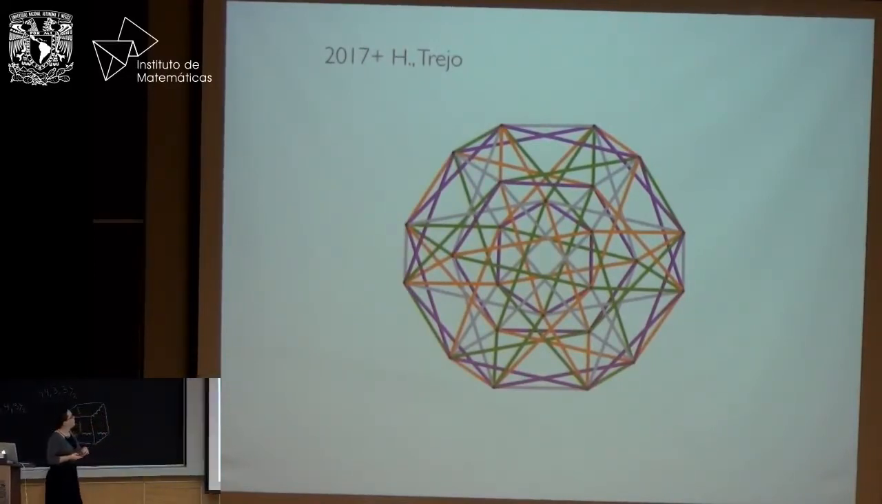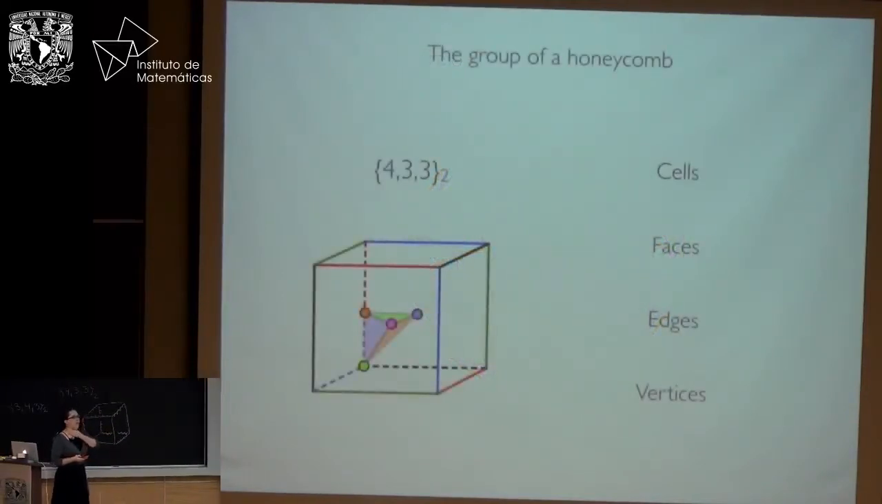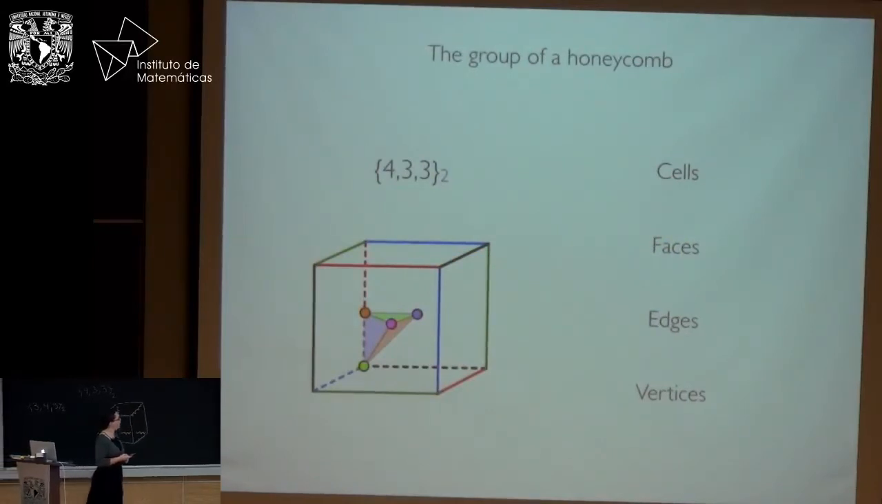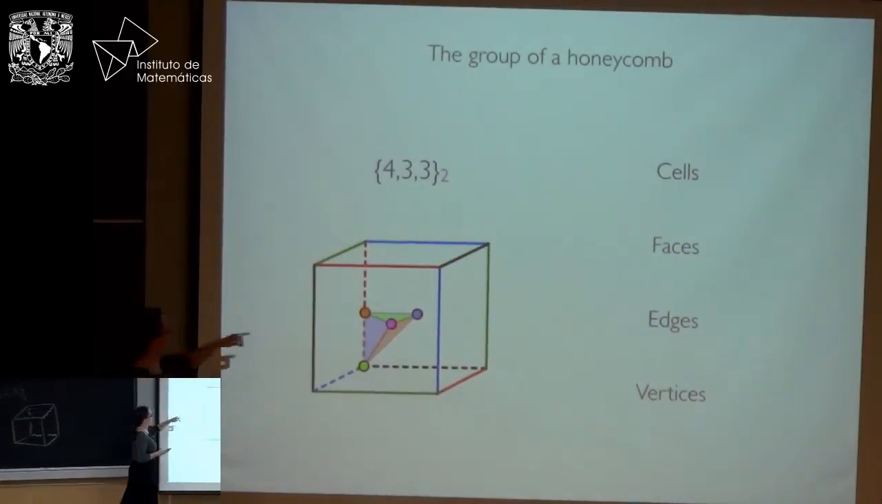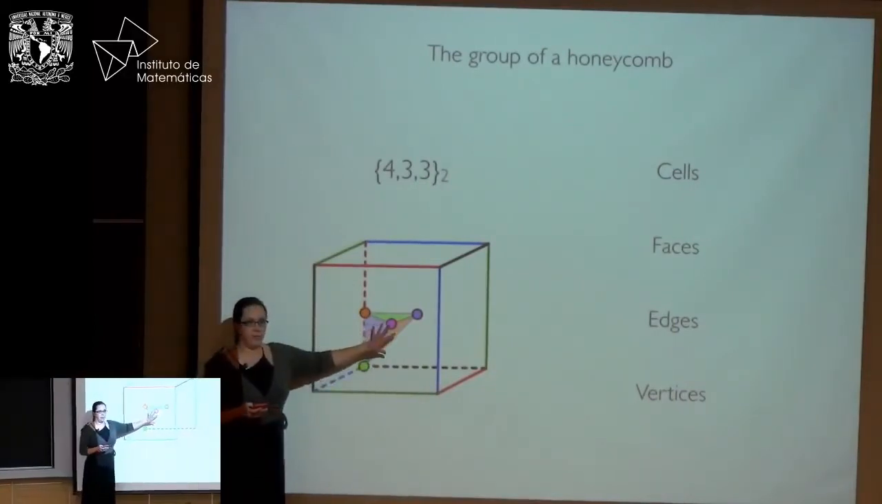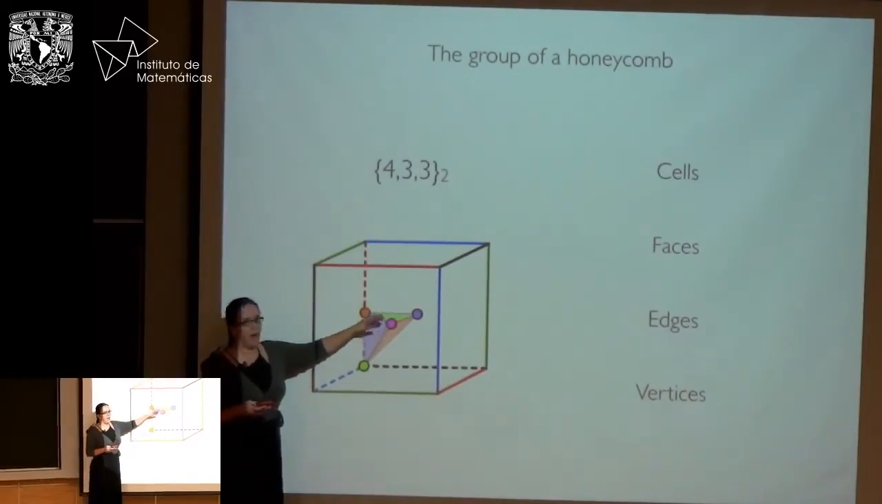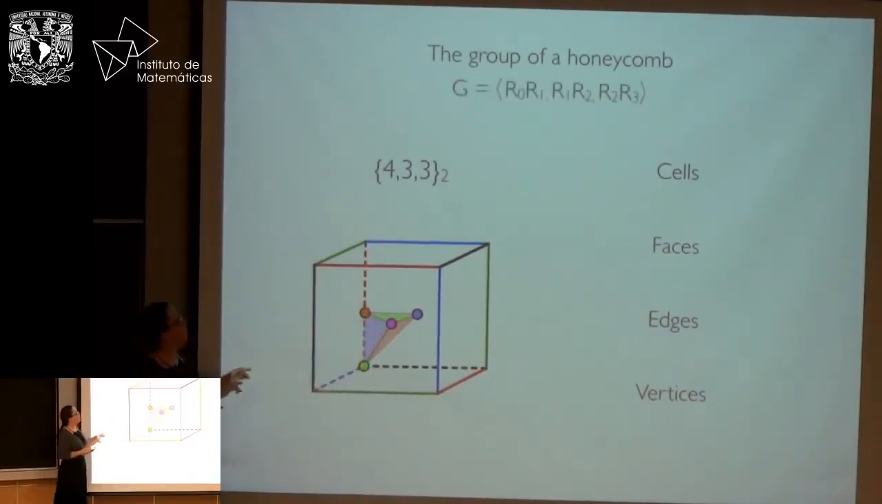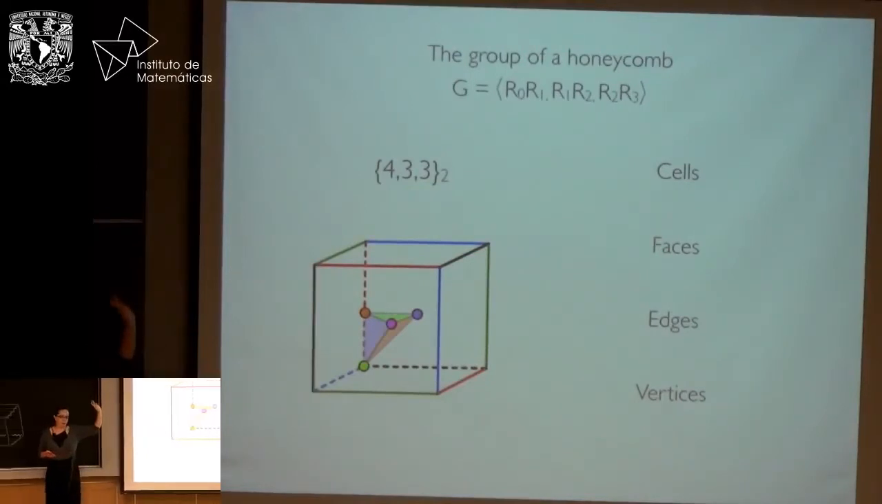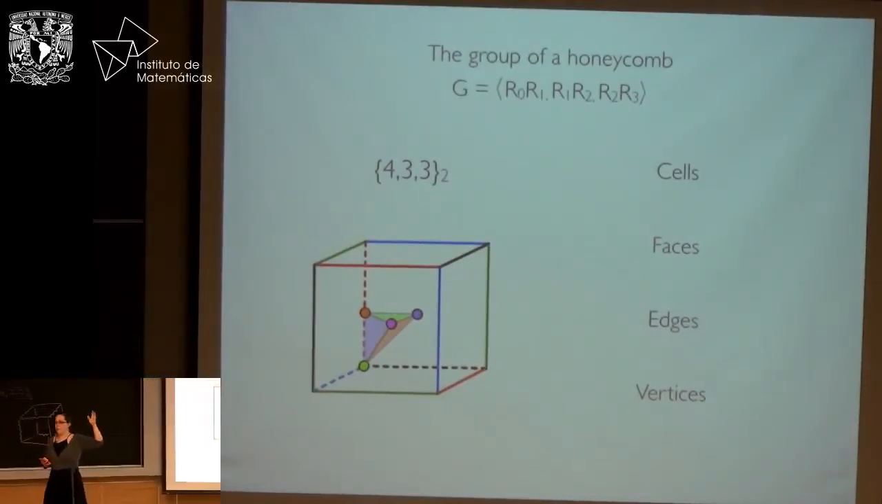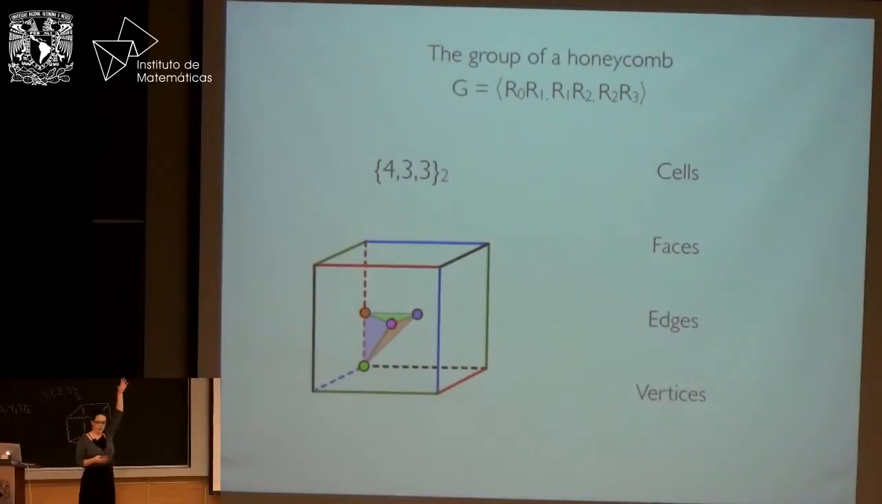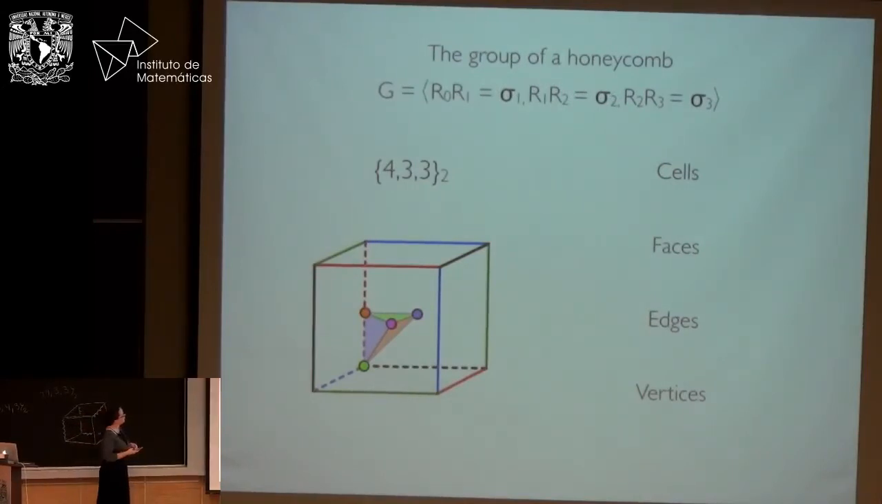Now, I told you about the combinatorics of the honeycomb. Now I'm going to focus a little more on the group. So again, I have here the tetrahedron that was leading my symmetries. Now, because this is twisted, I don't have the plane reflections anymore. What I have are the rotations, so the product of two of the reflections that I had on the group above. And I'm going to call them sigma 1, sigma 2, and sigma 3.